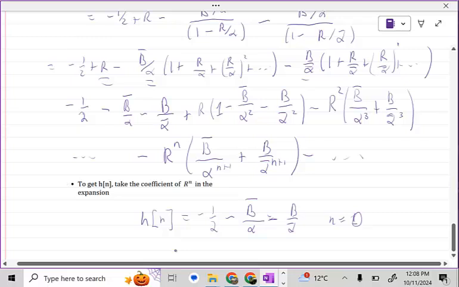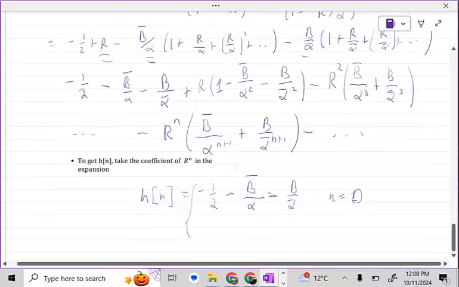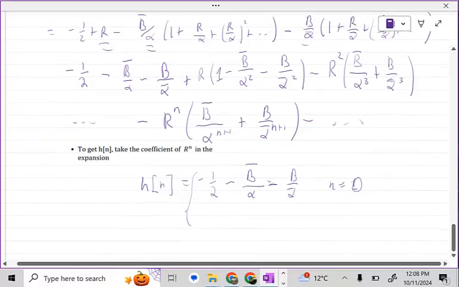Then when n equals 1, I'm going to have cases here, so let's move it down. For n equals 1, I'm going to have the coefficient of R, which I can pull off right here. That's h of 1, so that's going to be 1 minus b conjugate over alpha squared, and then minus b over alpha bar squared.